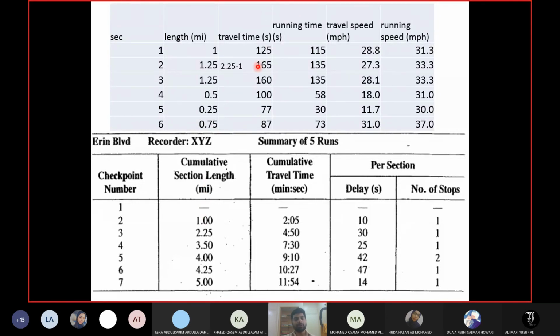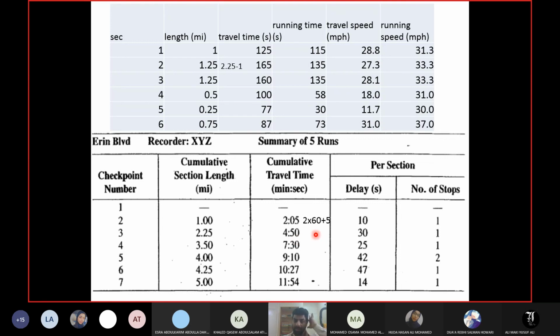For travel time, you do the same thing, but first of all, convert it to seconds. For example, you have 2 minutes 5 seconds. 2 minutes means 2 into 60 seconds, right? 1 minute is 60 seconds. So 2 minutes 5 seconds means 2 into 60 plus 5 seconds. Similarly, 4 minutes 50 seconds will be 4 into 60 plus 50 seconds, and so on.